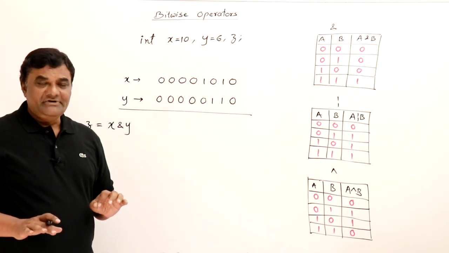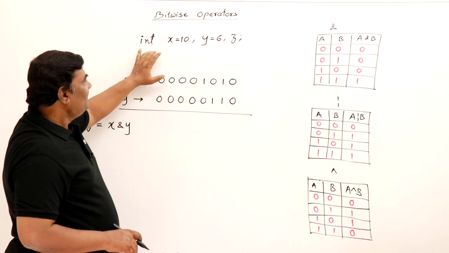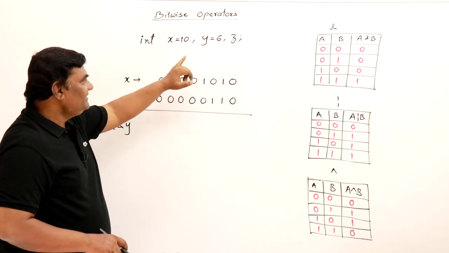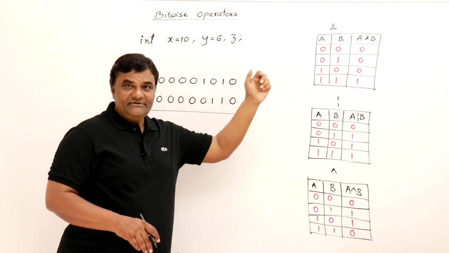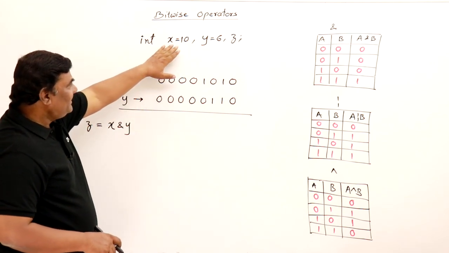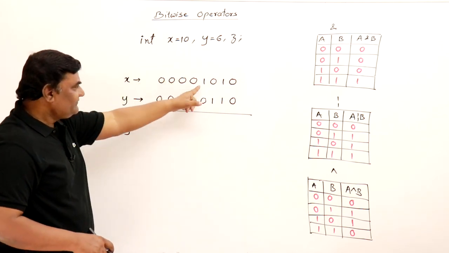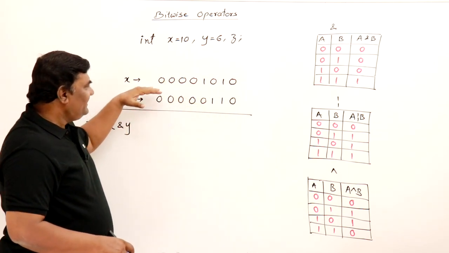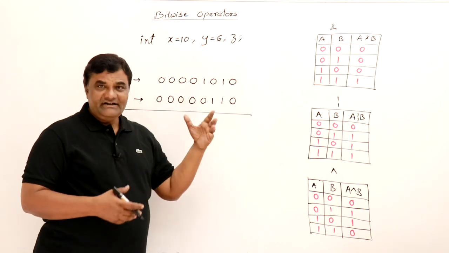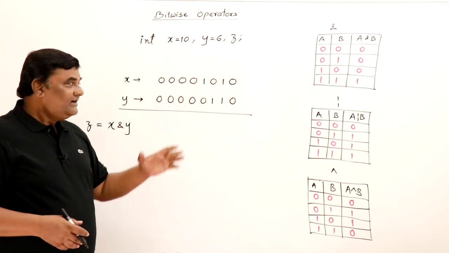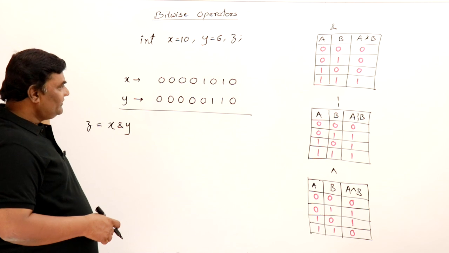So only integer type. I have taken an example of integers here. One integer x has value 10 and y has value 6, and I have also taken one variable z. Now I am showing the binary form of 10. This is 1010. I have taken only 8 binary digits here so that we can easily understand and solve it, right? Because all the leading bits are zeros.